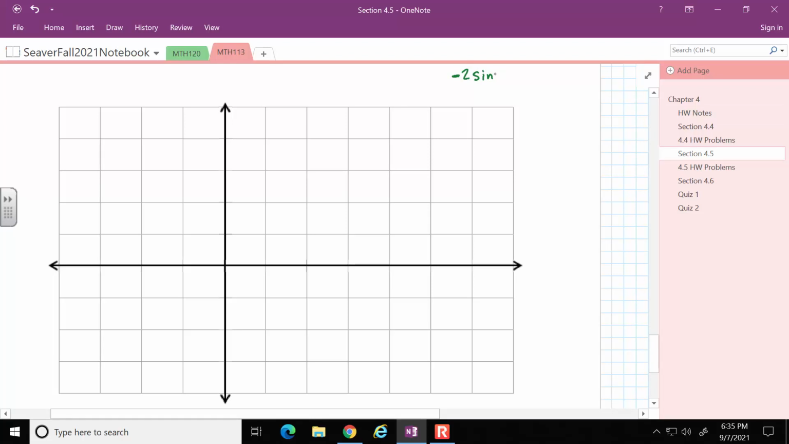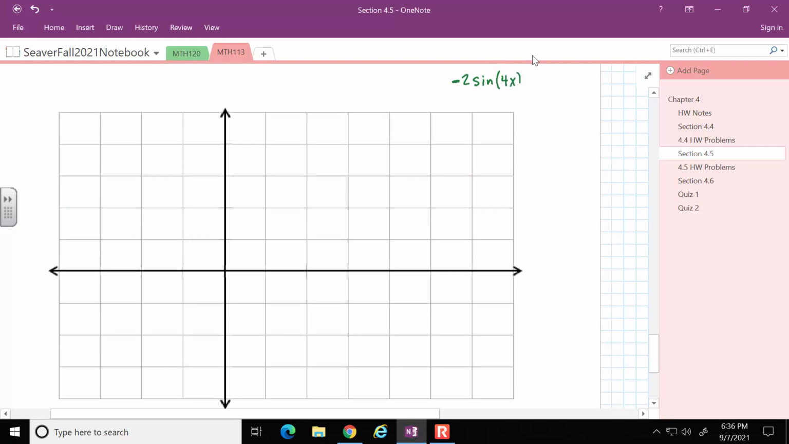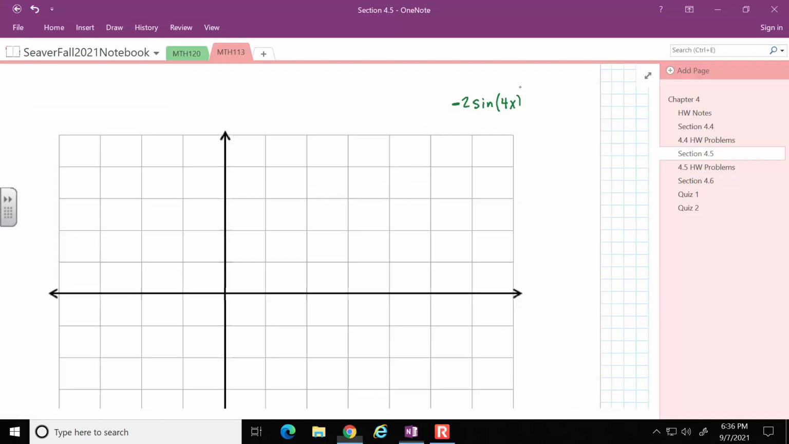Give me a value. I don't want a period of just 2 pi. So somebody give me a number that's going to help us account for a period. Preferably an even number. 4. All right, so negative 2 sine 4x, and I'll tell you what, let's shift this vertically. Let's say, I don't know, negative 1.